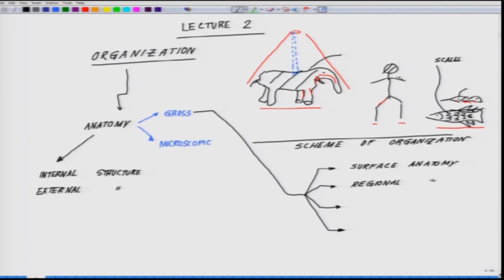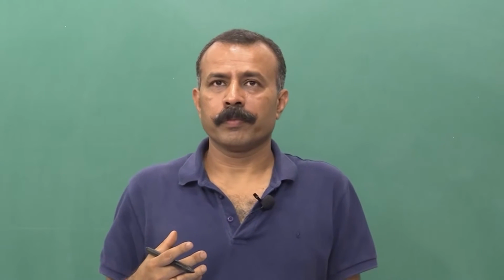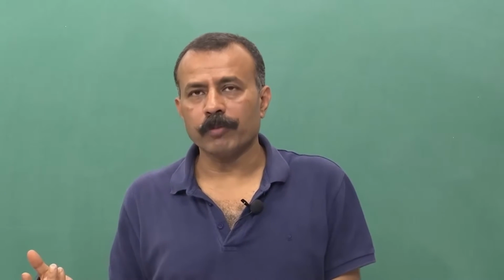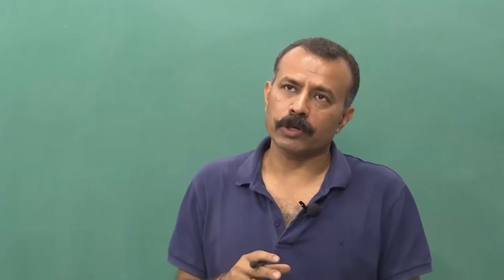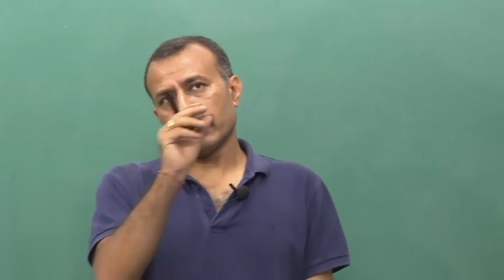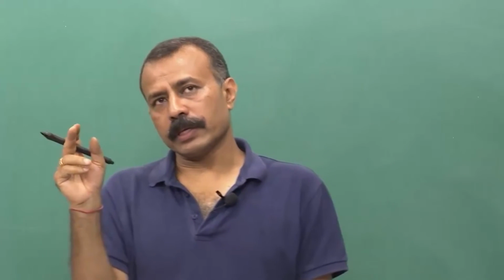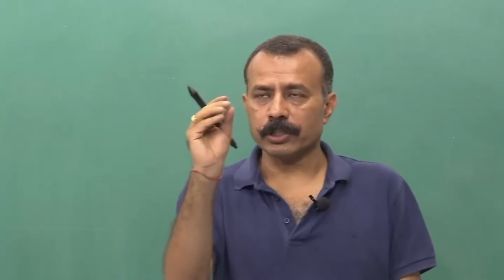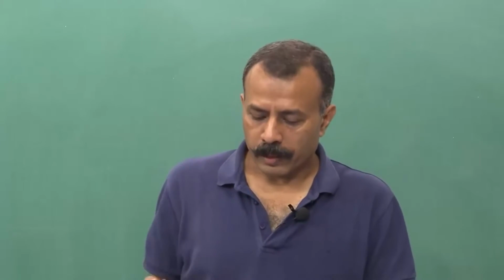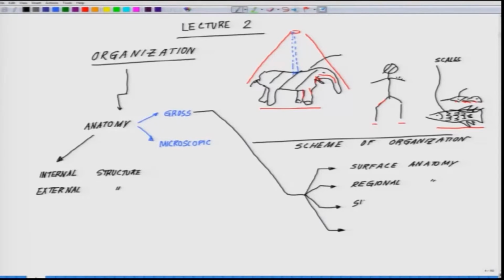Regional anatomy means different aspects. For example, the digestive system of a human being as compared to a horse, a cow or a fish. If you do a comparative study of these things, it falls under the regional anatomy of that particular system. Next comes systemic anatomy, and then comes developmental anatomy.